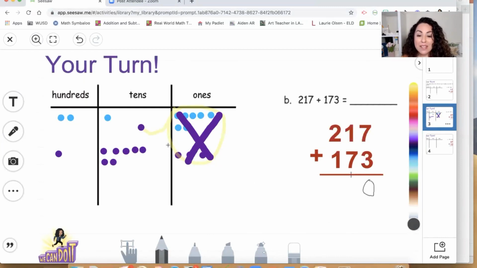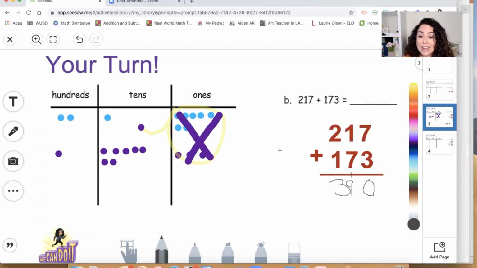Okay, now let's go ahead and look at our 10s. I have 1 plus 1 because that's our new bundle, so that's 2, and then 7 more, so that is equal to 9, and then on my hundreds I have 2 plus 1, and that is equal to 3. And there you go. So my answer is 390.